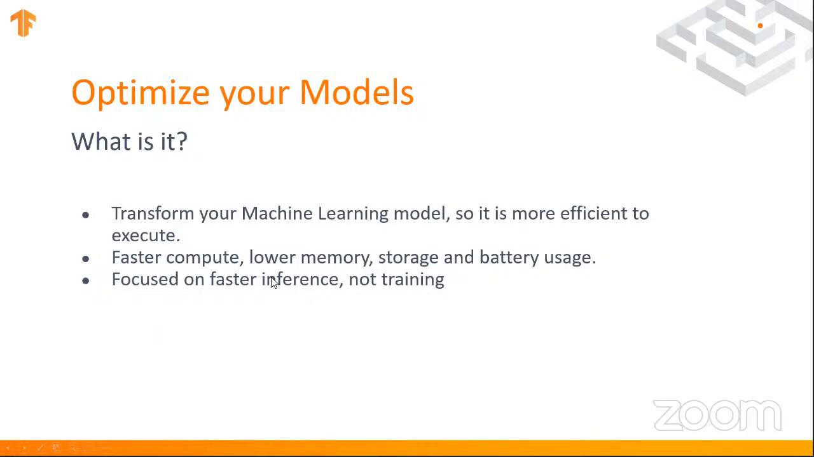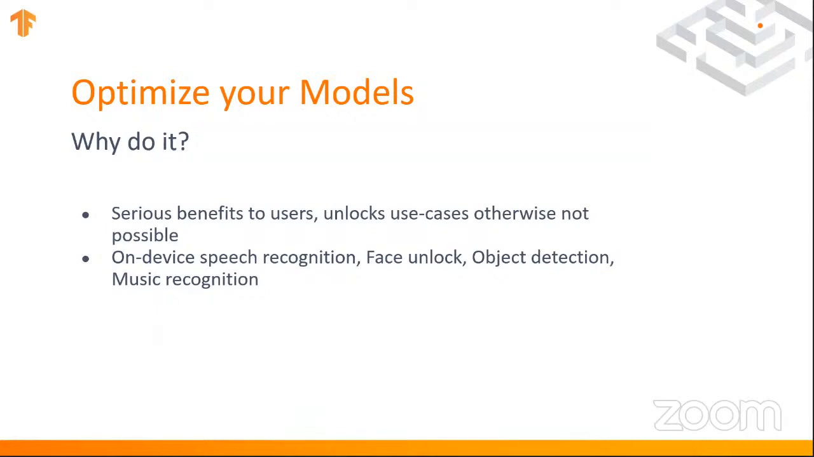And faster inferencing. If you feed an image and it takes 10 minutes, or even 10 seconds, that's pretty huge, right? If you see the Snapchat filters, they work in real time, like 5-10 frames per second. And why do it? It has a lot of serious benefits, unlocks a lot of new use cases, and you can also do on-device speech recognition, face unlock, object detection, music recognition, and a lot more.